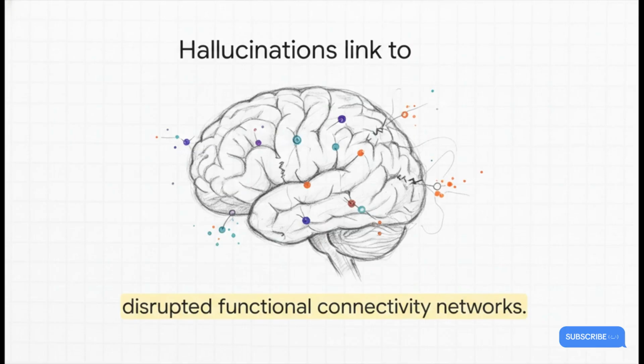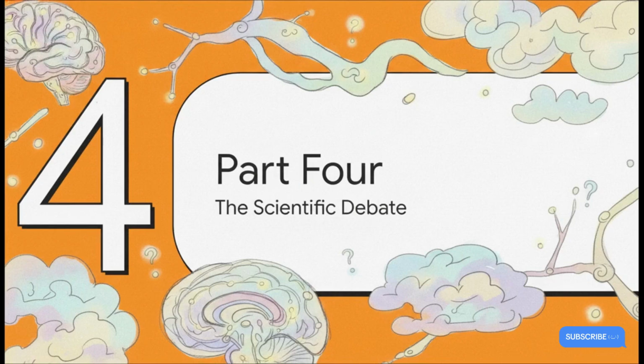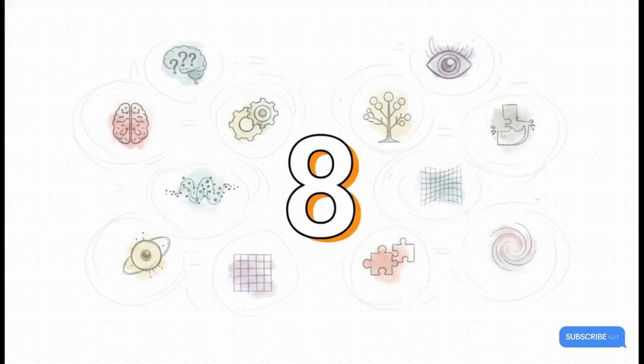Part 4. The scientific debate. Now, you might assume that with all our modern neuroimaging, scientists have mapped out exactly why this happens, right? But the truth is, despite decades of intense research, experts still do not definitively know the exact mechanisms.